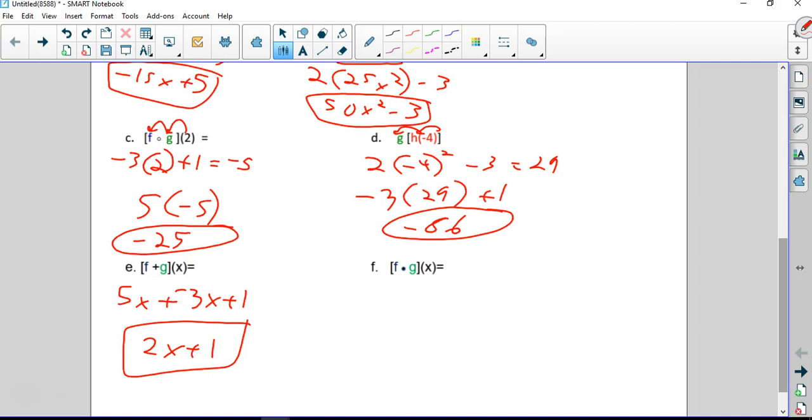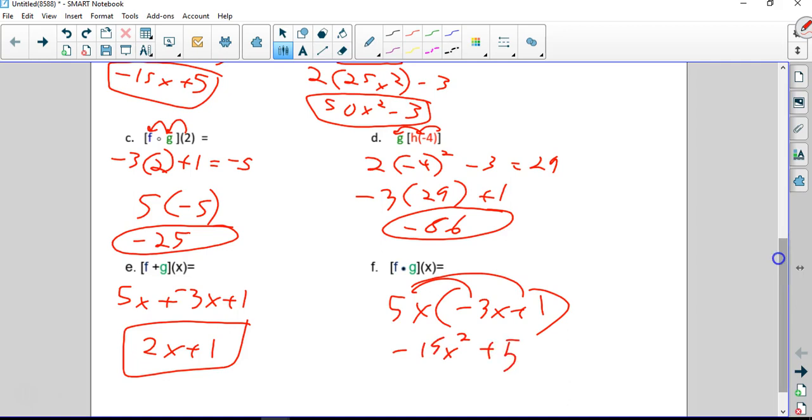Now for f, we're just straight multiplying, just like yesterday, just like 3.5. So we're going to take f of x, which is again 5x, and we're going to multiply it this time by negative 3x plus 1, which is g of x. So we're just going to multiply those two. Now we're going to send this in and get negative 15x squared plus 5x. So that's just a review.